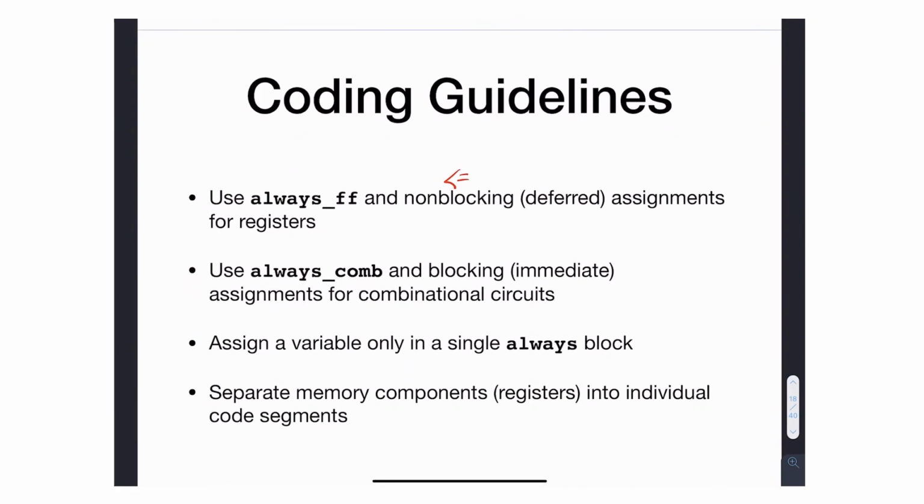If we're dealing technically with sequential circuits, registers, counters, and whatnot, you use always_ff and non-blocking assignments. If you are dealing with combinational circuits, you use always_comb, which is combinational, and you use blocking or immediate assignments, okay? So these are the two rules of thumb.